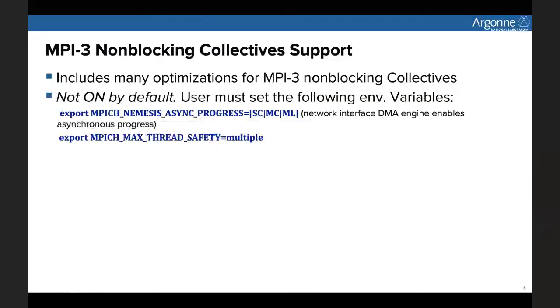So in order to use these non-blocking collectives, Cray MPI has optimizations, and specifically these are not on by default. So you have to explicitly use the MPICH_ASYNC_PROGRESS environment variable. There are three variants: SC, MC, and ML. You can refer to the man page for more details. But at a high level, they differ in how the progression is handled.